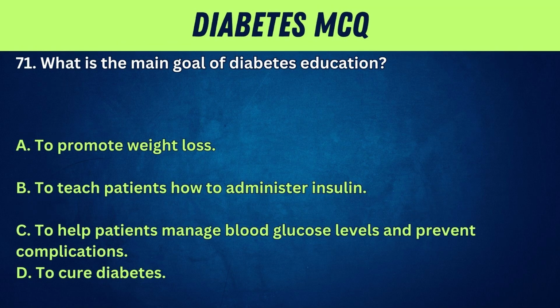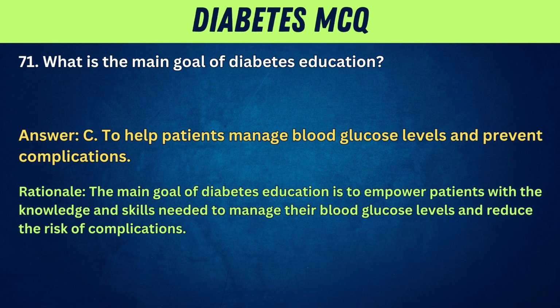71. What is the main goal of diabetes education? A. To promote weight loss. B. To teach patients how to administer insulin. C. To help patients manage blood glucose levels and prevent complications. D. To cure diabetes. Answer: C. To help patients manage blood glucose levels and prevent complications. Rationale: the main goal of diabetes education is to empower patients with the knowledge and skills needed to manage their blood glucose levels and reduce the risk of complications.